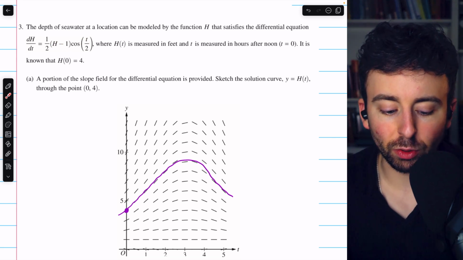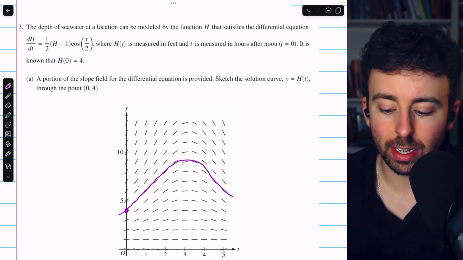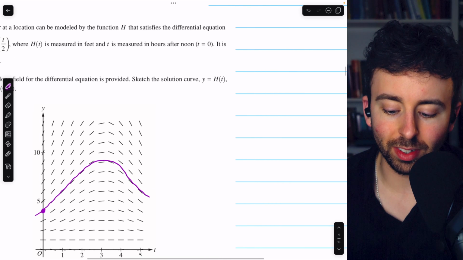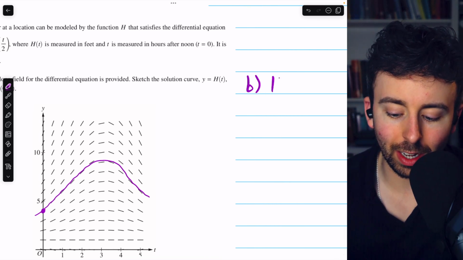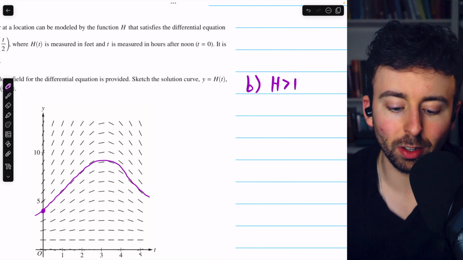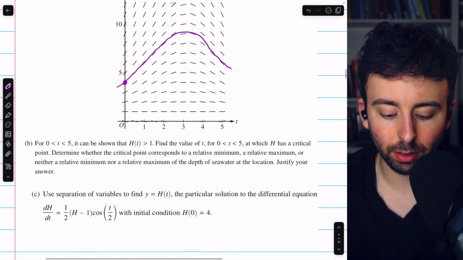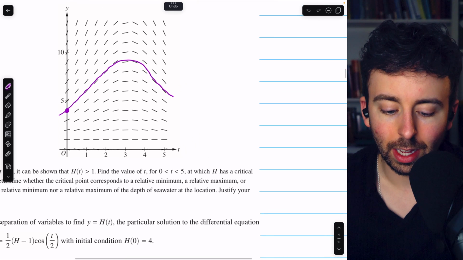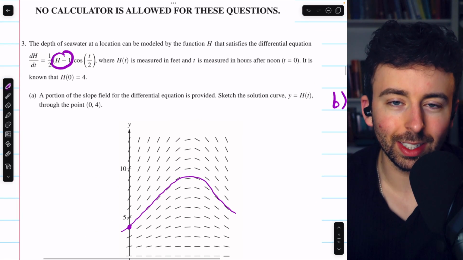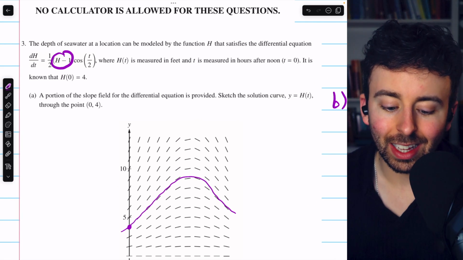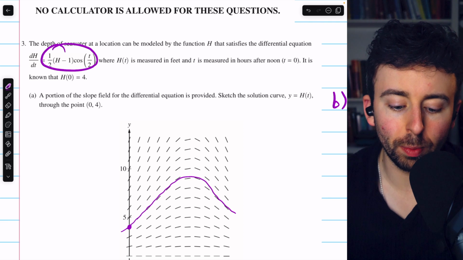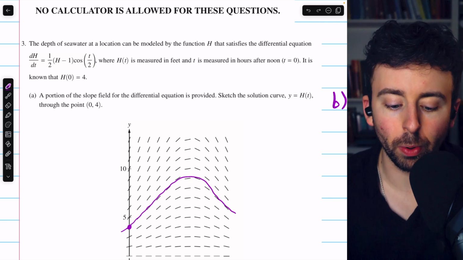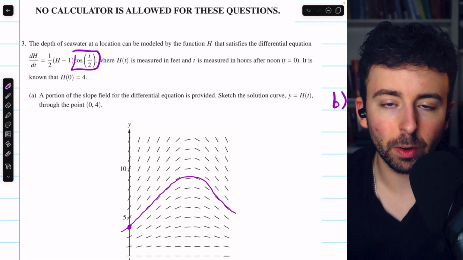When is this expression equal to 0? Well, h minus 1 is certainly never equal to 0 because it was given to us that h is greater than 1, at least on the relevant interval, which is between 0 and 5. H of t is greater than 1. So h minus 1 cannot be 0. Thus, the only way this derivative will be 0, and thus we get a critical point, is if cosine is 0.